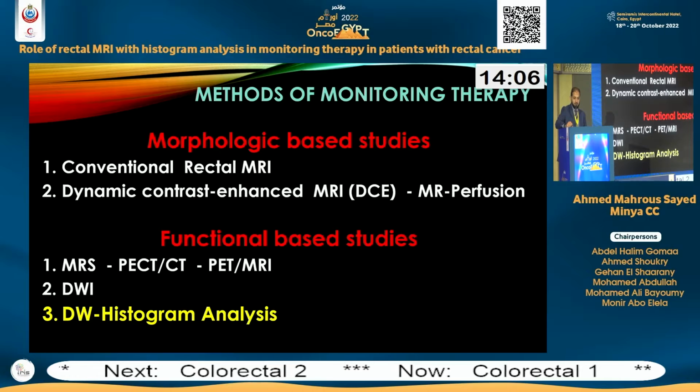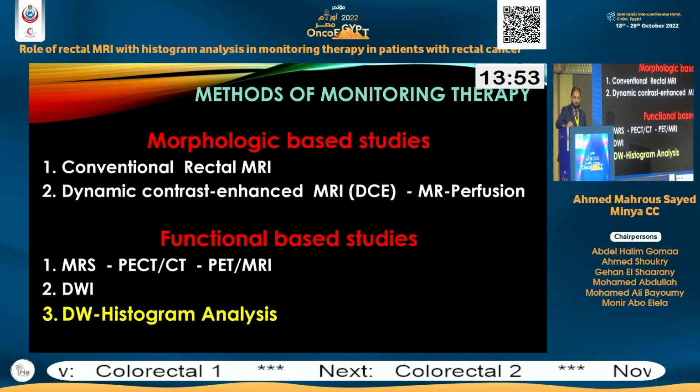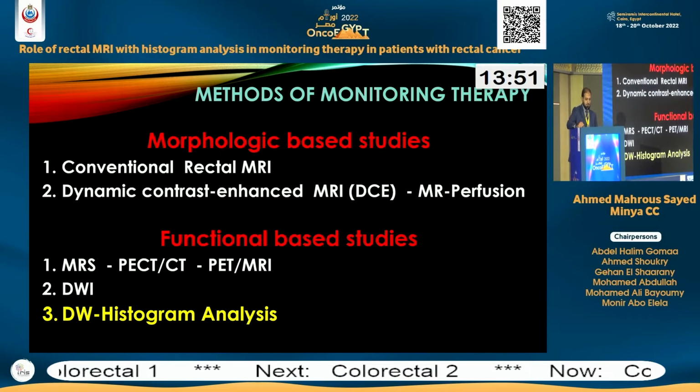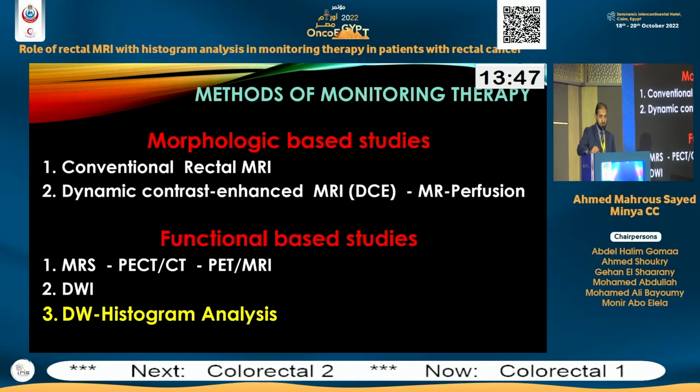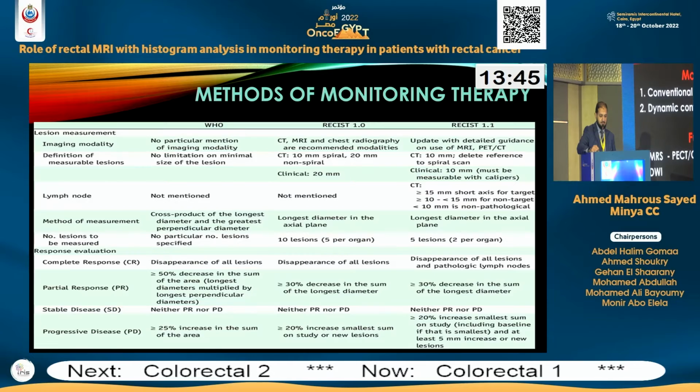We have different methods of monitoring therapy in these patients, including both morphologic-based studies as well as functional-based studies. The morphologic-based studies include the conventional rectal MRI, dynamic contrast-enhanced MRI, and MRI perfusion. The functional-based studies include MRS, PET-CT, PET-MRI, and, of course, diffusion histogram analysis.